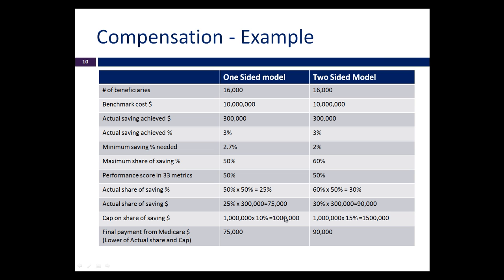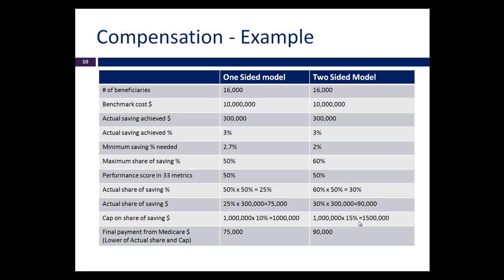Now, the next penultimate step is to calculate the cap on any savings that the ACO is entitled to. The final rule states that an ACO cannot be entitled to savings in excess of 10% of its benchmark. It also states that for a two-sided participant, the cap on the savings will be 15% of its benchmark. In our case, the benchmark for each of our ratios was $10 million. Now 10% of that, in the case of the one-sided model, translates to $1 million. And in the case of the two-sided model, 15% of the benchmark translates to $1.5 million.